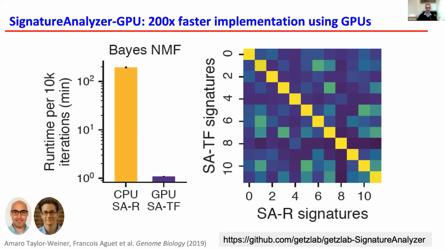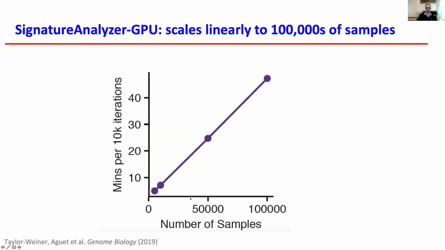Then, since we need to run it many times, and even running it a single time, these algorithms take a while. So we wanted to improve the running time of these algorithms, and we leveraged GPUs, graphical processing units. We were able to implement Signature Analyzer on GPUs that could run 200 times faster, and that is published and available through our GitHub repository. And you could run it many times, and it could scale linearly, and you could run hundreds of thousands of samples in minutes using this GPU sped up method.